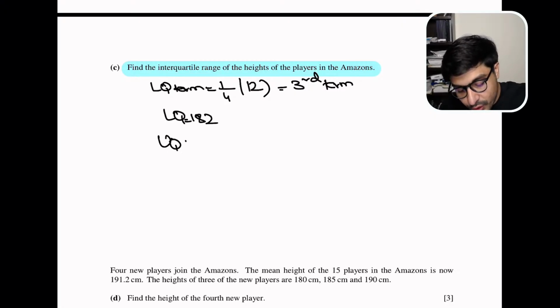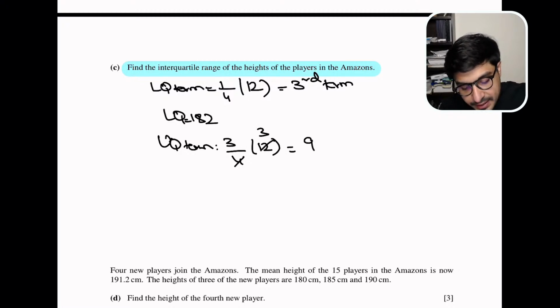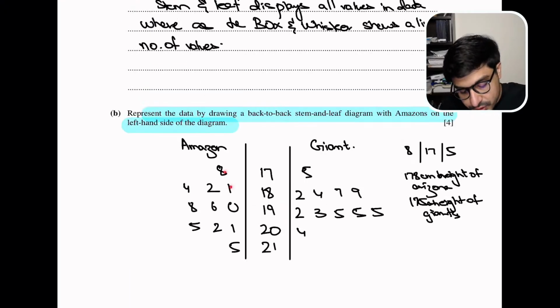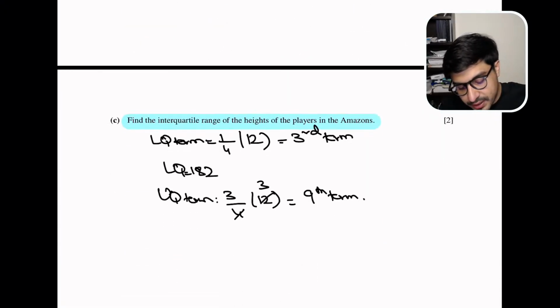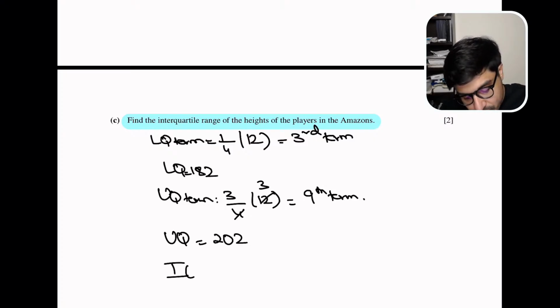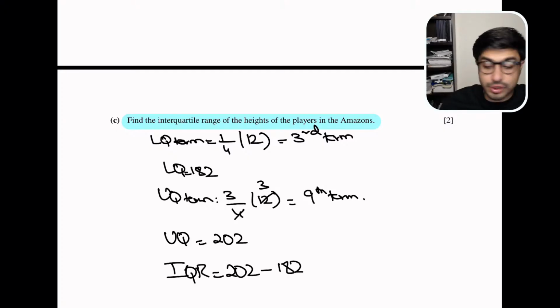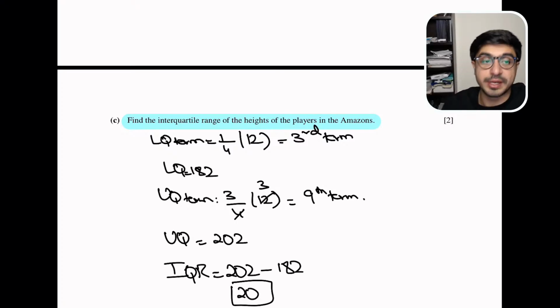Then we have to figure out the upper quartile as well. So for upper quartile, we just need to do what? 3 over 4 multiplied by n plus 1, that is 12. So 3 3s are 9. So the ninth term is what it is going to be. So ninth term is going to be what? 1 2 3 4 5 6 7 8 and 9. So it's going to be 202. So upper quartile is going to be 202, and that is it. So if we need to figure out the interquartile range, that is going to be 202 minus 182. So 202 minus 182 becomes 20, and that is what the interquartile range is going to be, right?